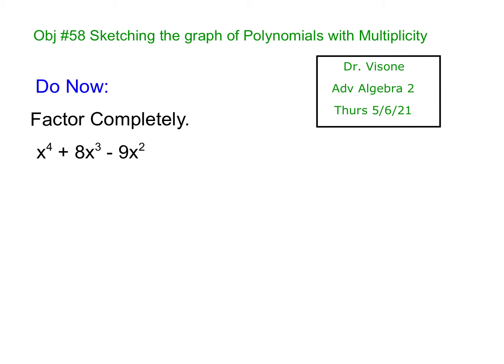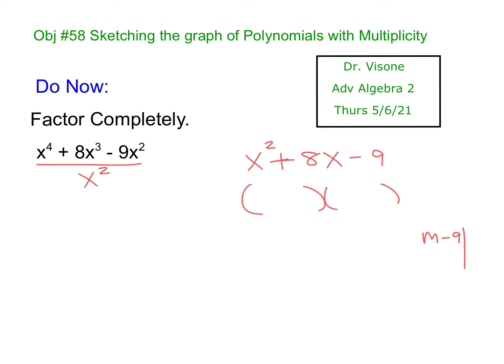Pause and do it. So our GCF is x squared. When we divide, we get x squared plus 8x minus 9. That's an MC chart, right? Multiply to negative 9, combine to positive 8. 1 and 9, with the 1 negative.